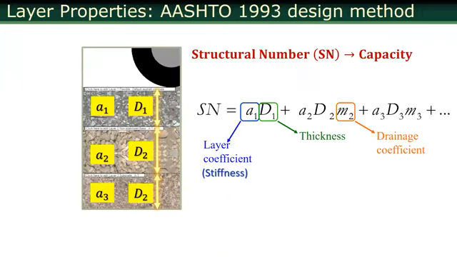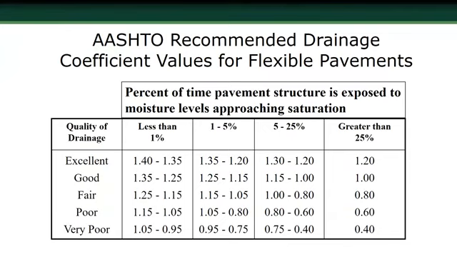So we talked about the structural number here. Now, when we look at the drainage coefficient in this structural number, it typically varies depending on the drainage conditions, from excellent to poor and very poor, and depending on the percentage of time the pavement is exposed to 100% saturation. This depends on the rain levels and all that. So you have to come up with some kind of an estimate of a drainage coefficient for your project, and that is obviously subjective, but it needs to be based on the knowledge that you have.